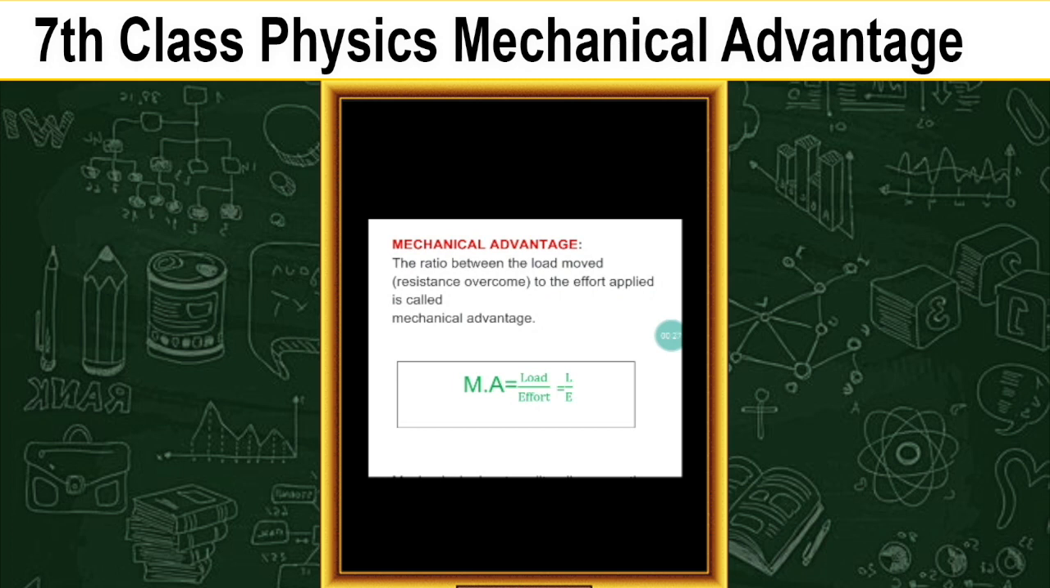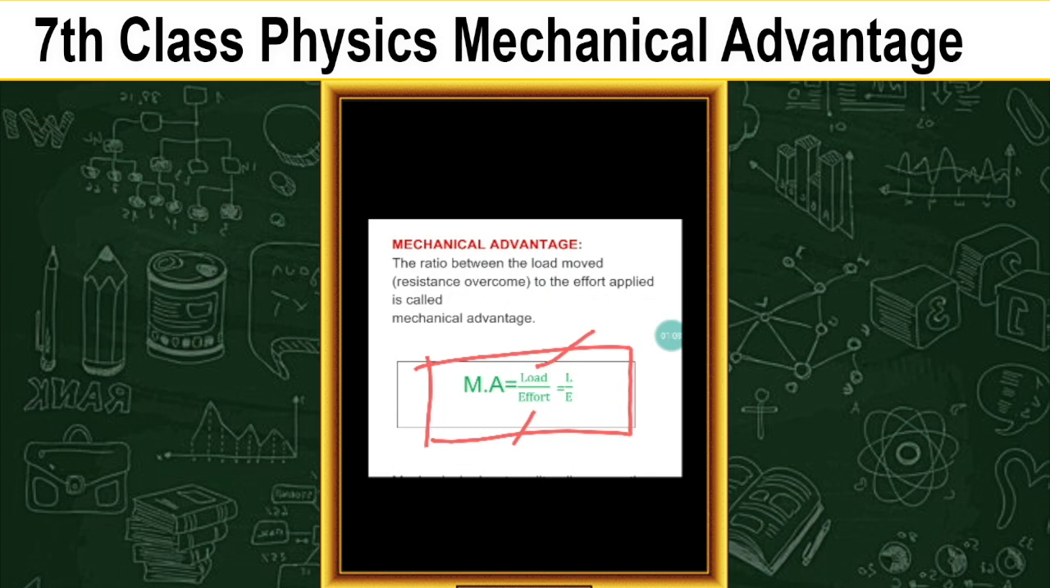So what is meant by load and effort? We already discussed what a load is and what effort is. Mechanical advantage means the ratio between output force and input force. So load indicates the output force and effort indicates the input force. The mathematical expression for mechanical advantage is MA equals L by E.